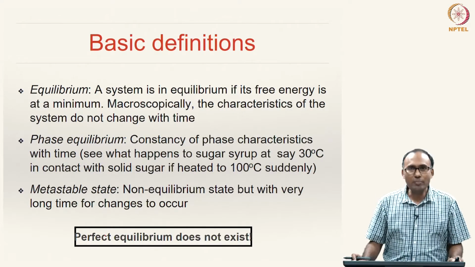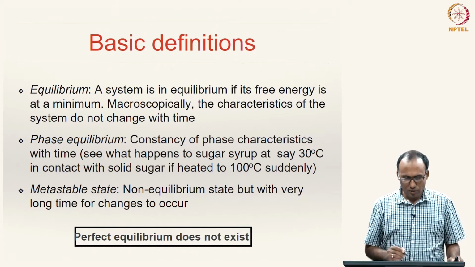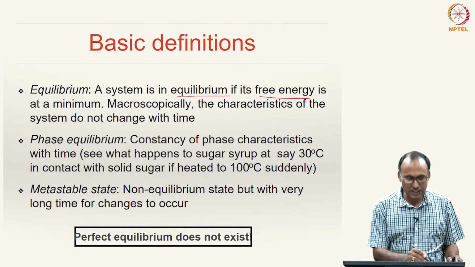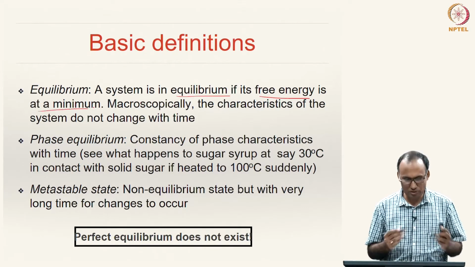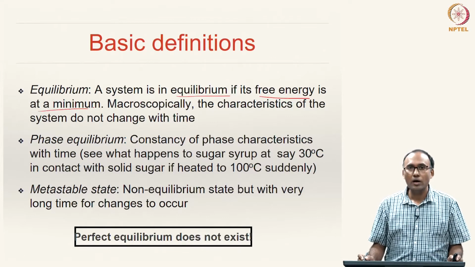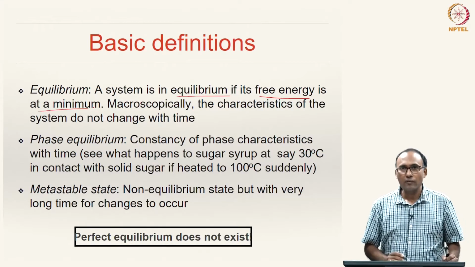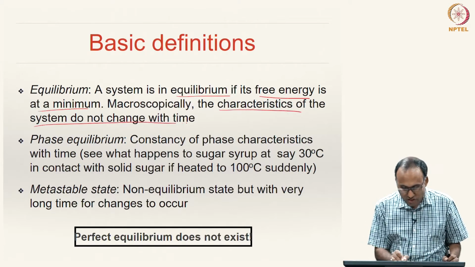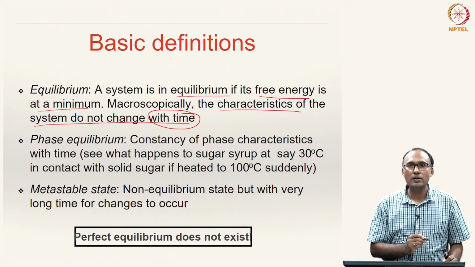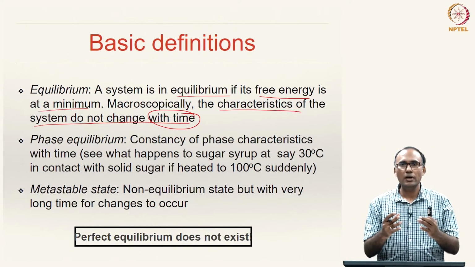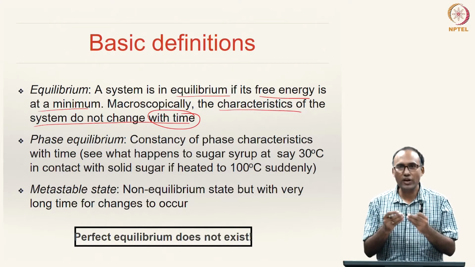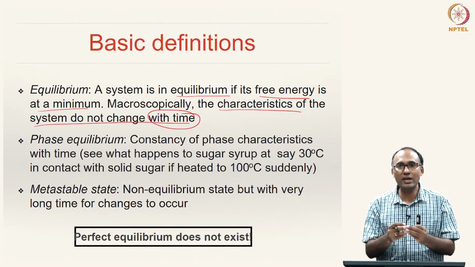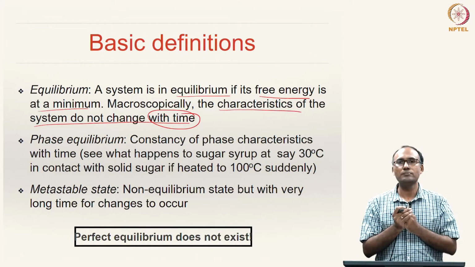And what do we mean by equilibrium? When we say a system is in equilibrium, its free energy should be at a minimum, and macroscopically, when some system is at equilibrium, the characteristics of the system do not change with time, that is the key. If you see a component at equilibrium today and come back after 100 years, it will still remain the same if it is in equilibrium state.